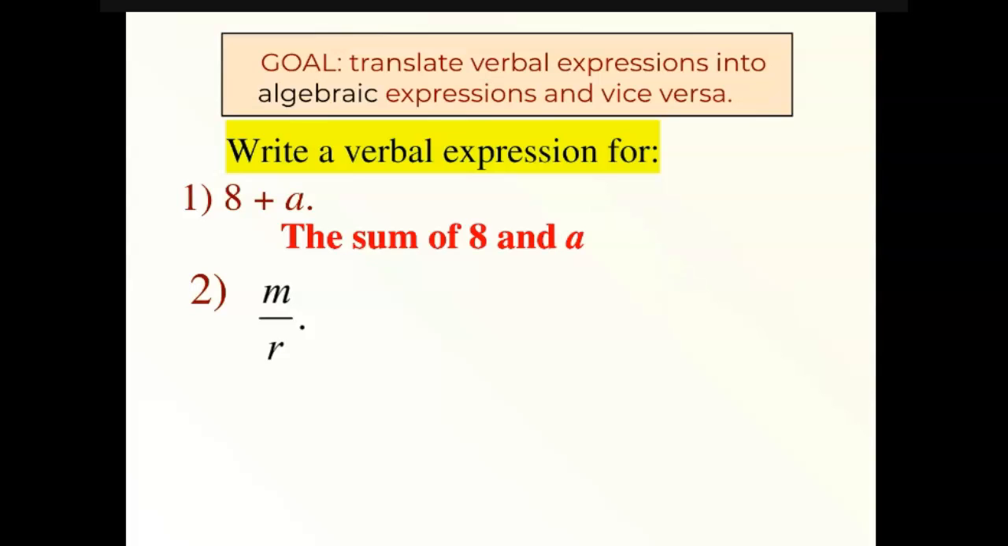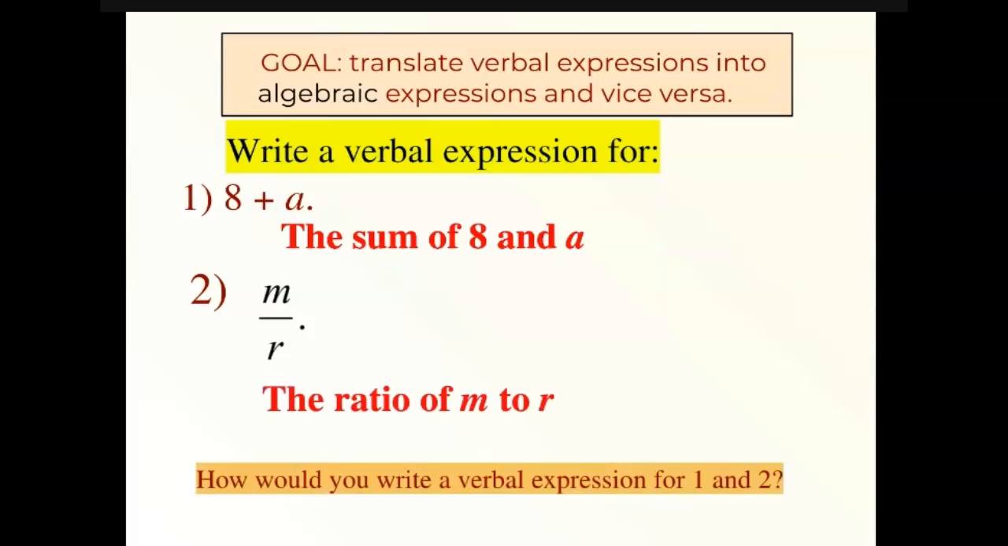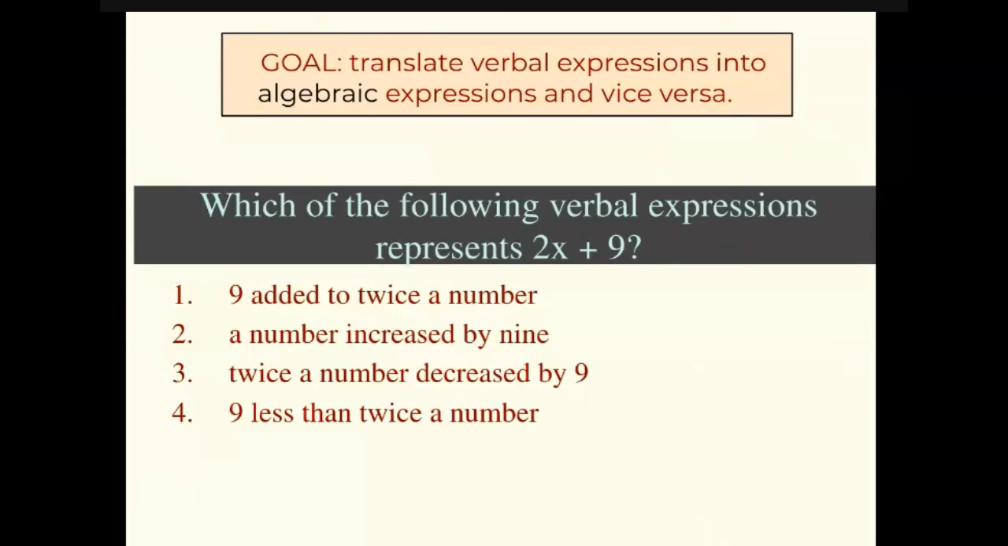Some of you also said you could say a number is added to 8. So you could do that too. Let's do number 2. The ratio of M to R, or you guys said the quotient of M over R, or M divided by R. There are so many ways of writing it, so it's up to you. The sum of 8 and A, the quotient of M divided by R. That is correct, Ekas. Very nice.